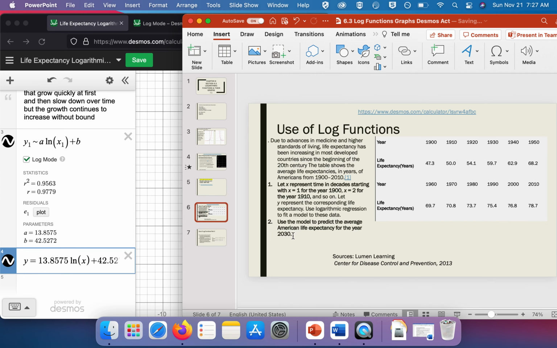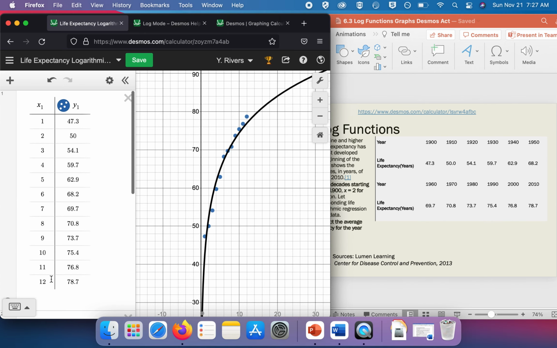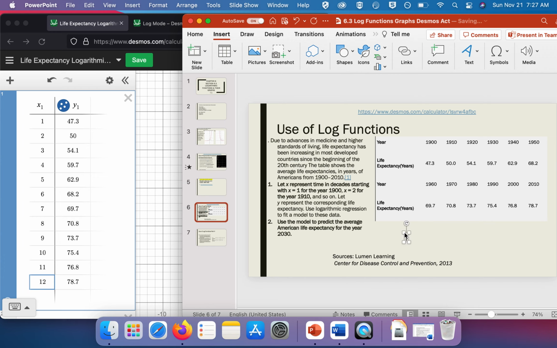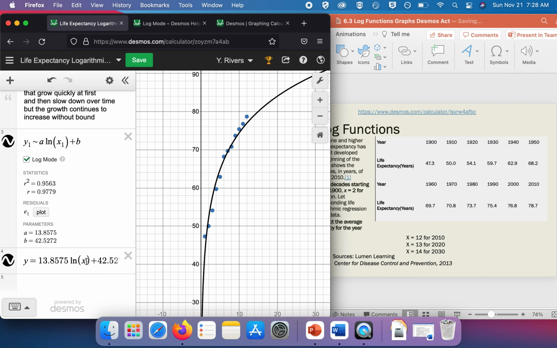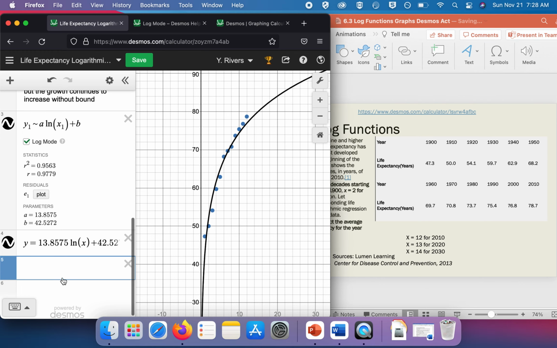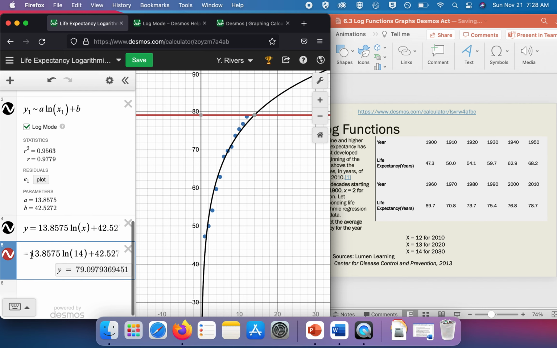For 2030, what is my x going to be? Remember, x equals 12 was our 2010 year. So if x equals 12 for 2010, and we're going by decades, x equals 13 will be 2020, x equals 14 will be 2030. So we need to take x equals 14 and substitute it into here. I'm going to copy and paste. I'm going to put 14 in here, and I get a life expectancy of approximately 79.1.